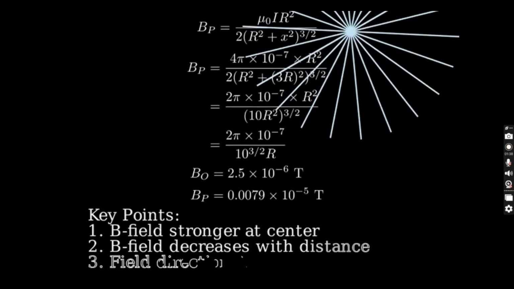To summarize, we use the appropriate formulas for magnetic field at the center and on the axis of a circular current loop, taking into account the current of 1 ampere and the geometric relationships. The magnetic field decreases as we move away from the center along the axis, which is a key characteristic of magnetic fields from current loops.